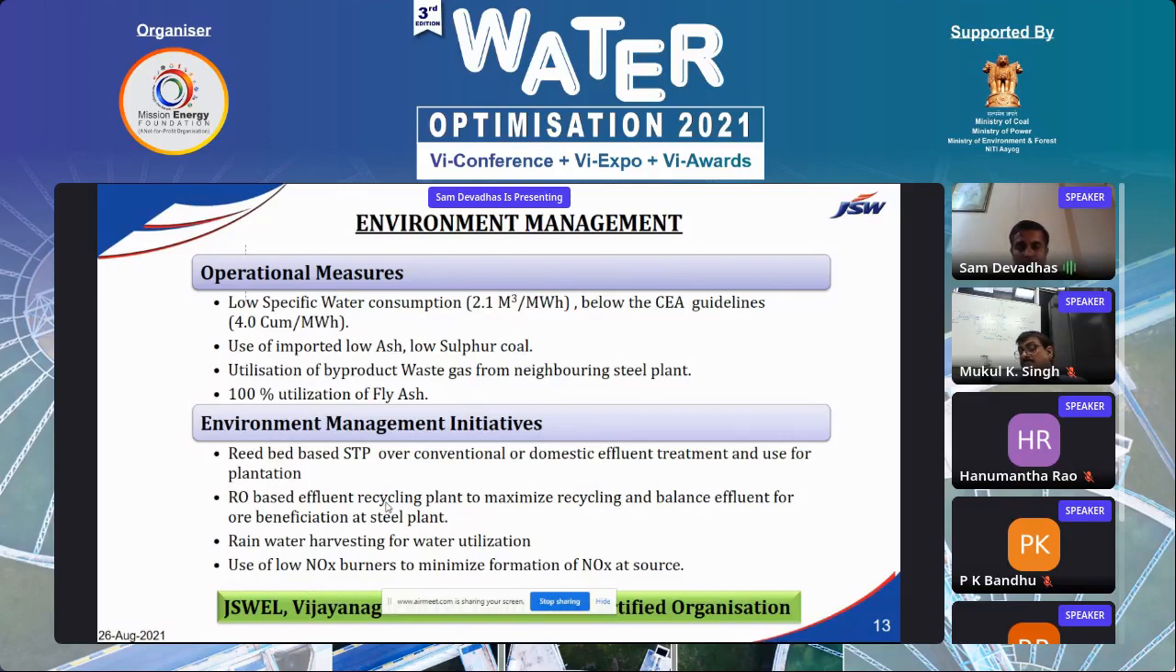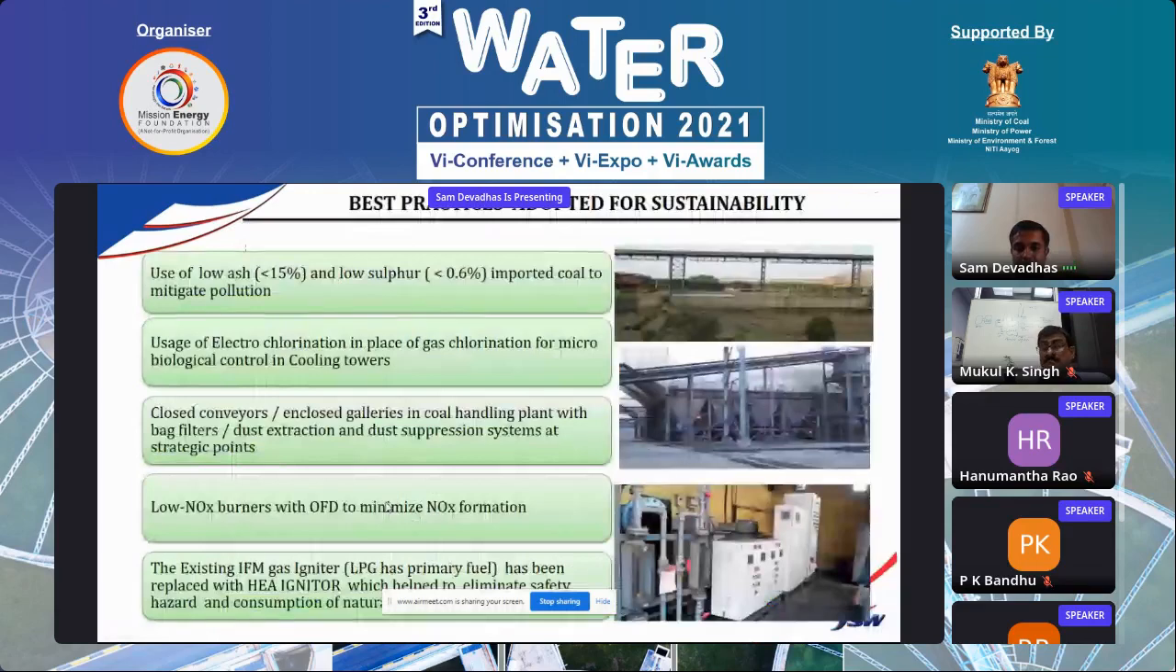And for rainwater harvesting, we have a rainfall of about 600 mm, so we are able to harvest about 2000 to 2500 meter cube of water per year, and this is also used for our CT basin or circulating water makeup. And on the use of low NOx burners, the more convective heat is emitted, so we have overfire air dampers. By use of these, we avoid NOx emissions at the very early firing stage. These are some of the best operational measures.